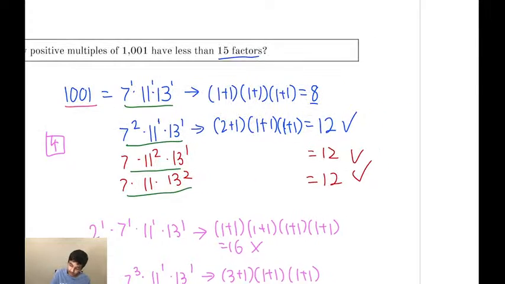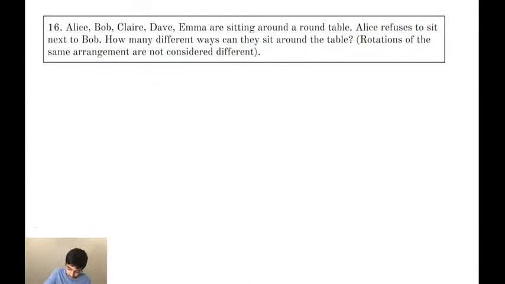Now let's take a look at the next problem. This problem was really tricky. Many of you got thrown off and put the answer of 18. Let me explain why. We have Alice, Bob, Claire, Dave, and Emma around a round table. Alice refuses to sit next to Bob. How many different ways can they sit around the table if rotations are considered the same arrangement and are not considered different? So we have a circle, let's say we have 5 people.